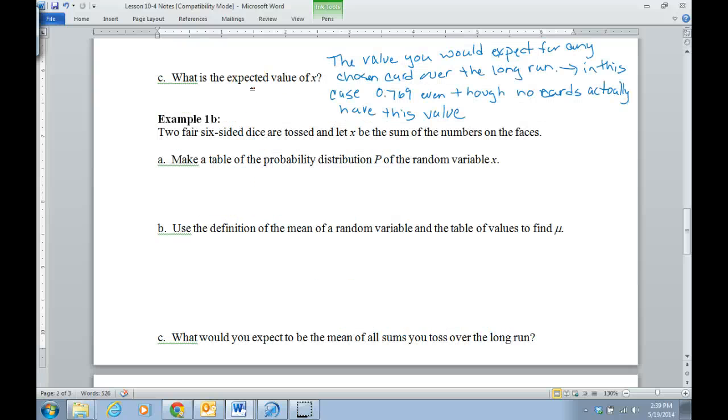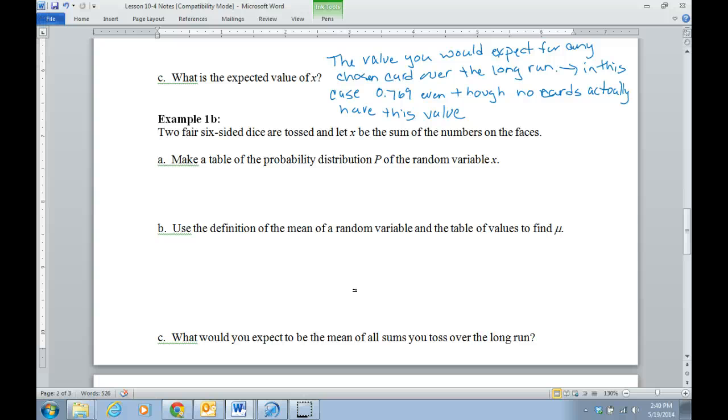Okay, so we're going to do this again, this time with 2 fair 6-sided dice. They're tossed, and let x be the sum of all the numbers on the faces. So you need to make a table with the probability distribution, just like we did in the last one. And then for part B, you're going to find the mean of the random variable and see what you would expect the mean to be over the long run. Just like we did, but now you're talking about 2 dice. And I want you guys to take a minute and see if you can set it up by yourself.